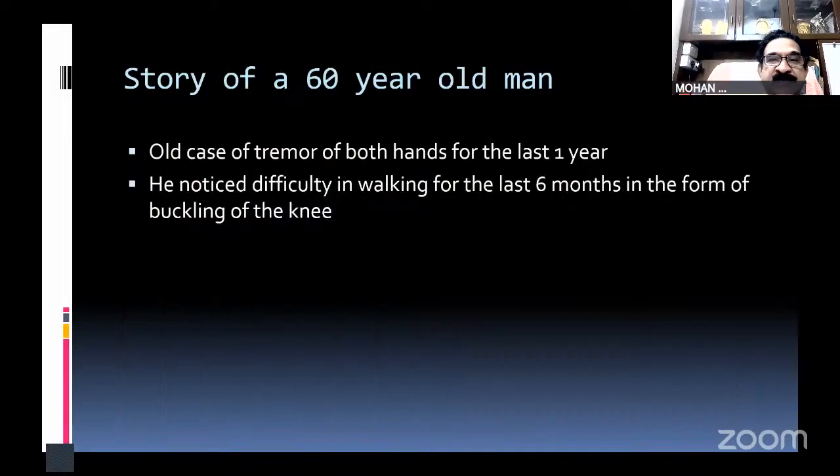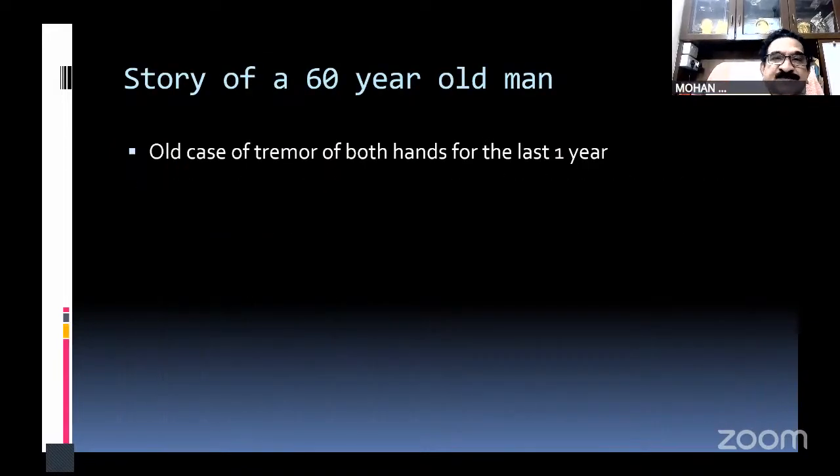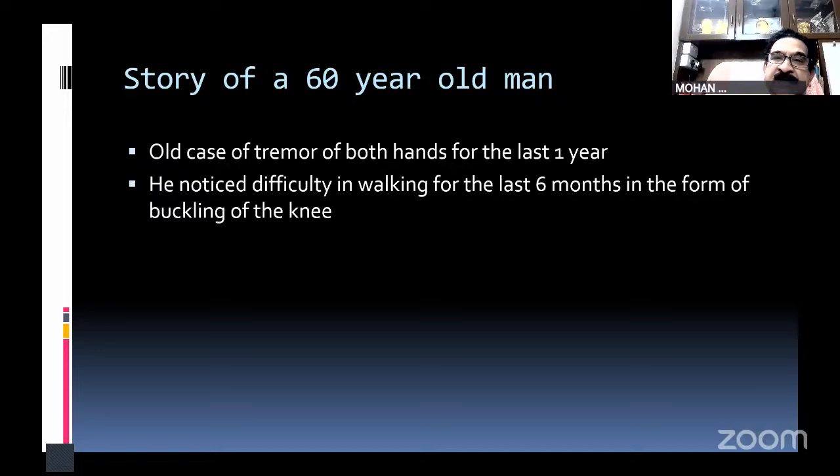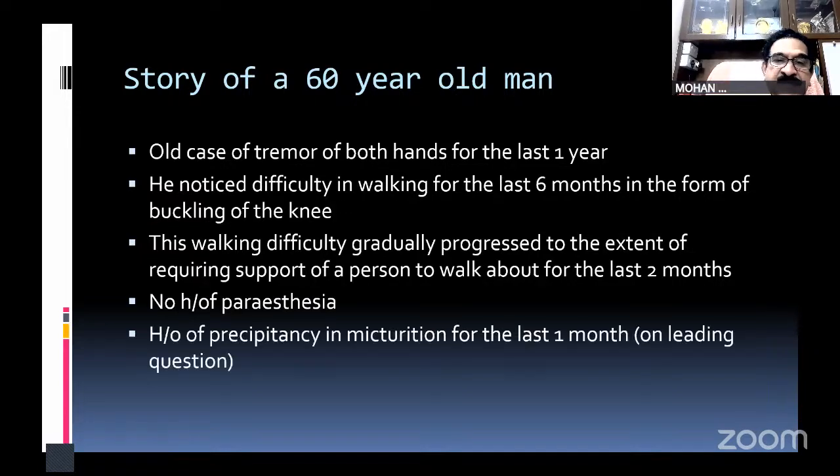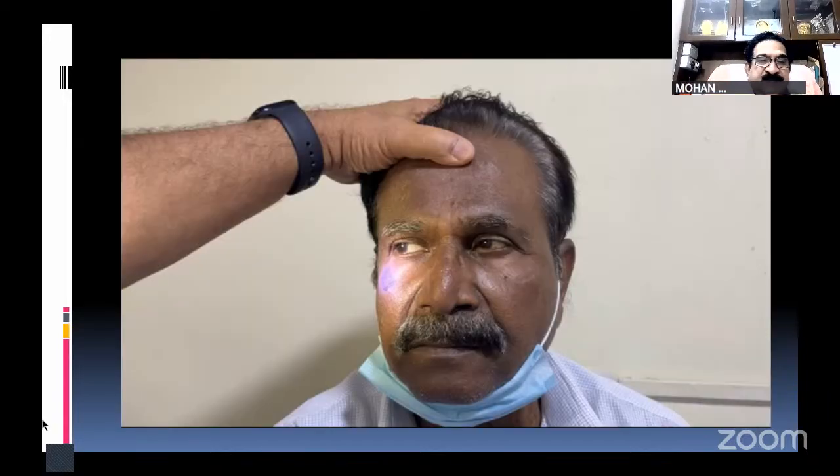So go back to the history once again. Tremor of both hands for the last 1 year. Then difficulty in walking for the last 6 months in the form of buckling of the knee. This walking difficulty progressed to the extent of requiring the support of a person for the last 2 months. No sensory complaint. Bladder problem on leading question. This is the examination of the patient.